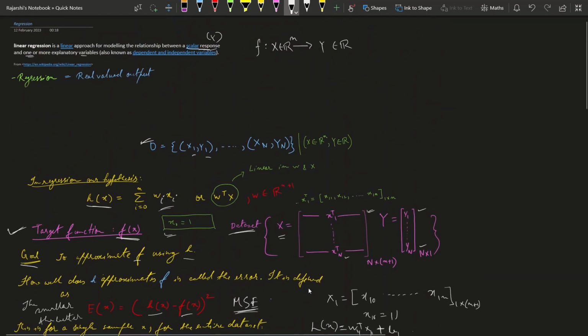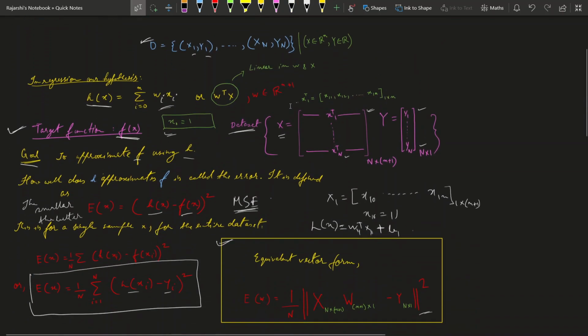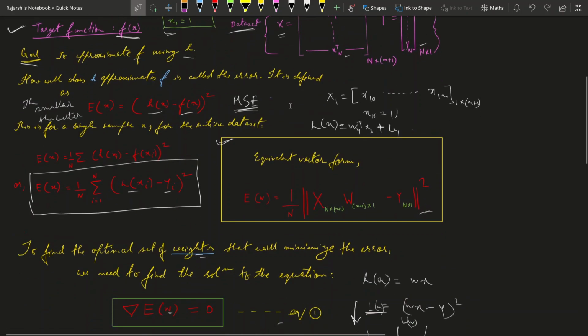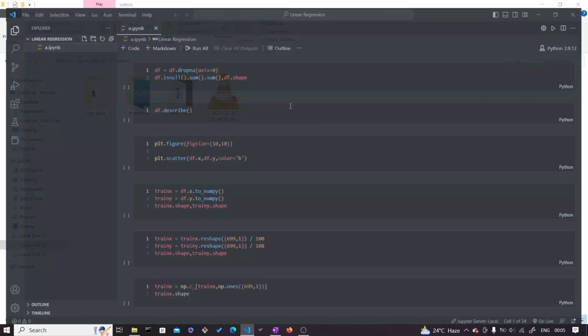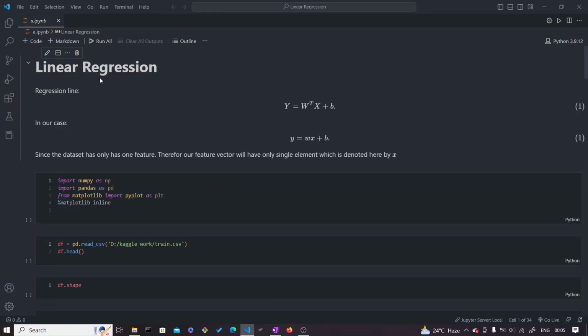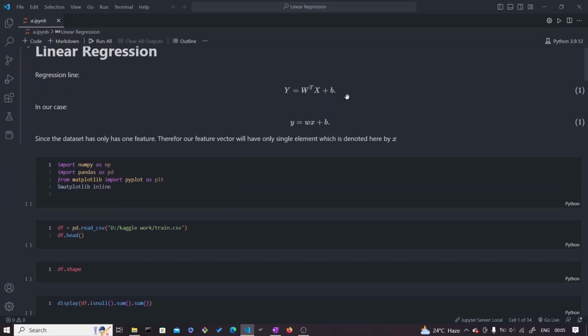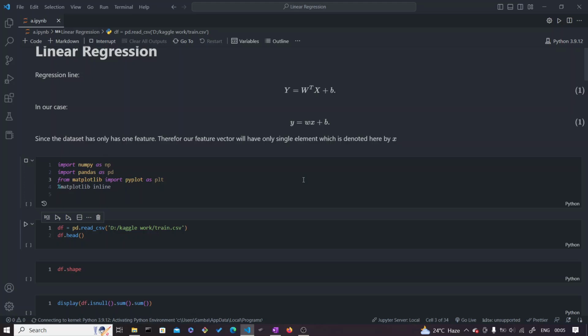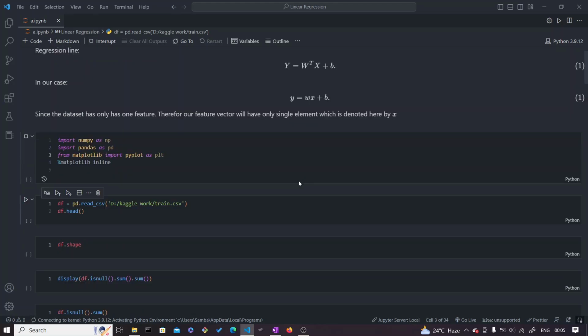Now we'll simply go ahead and take a look at an implementation. So this is an implementation and the dataset. Yeah, so this is our hypothesis. This is basically a curve fitting problem. It will take a bit of time.